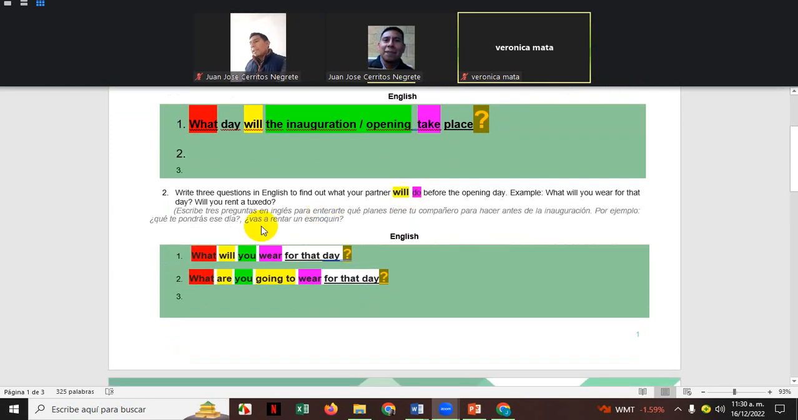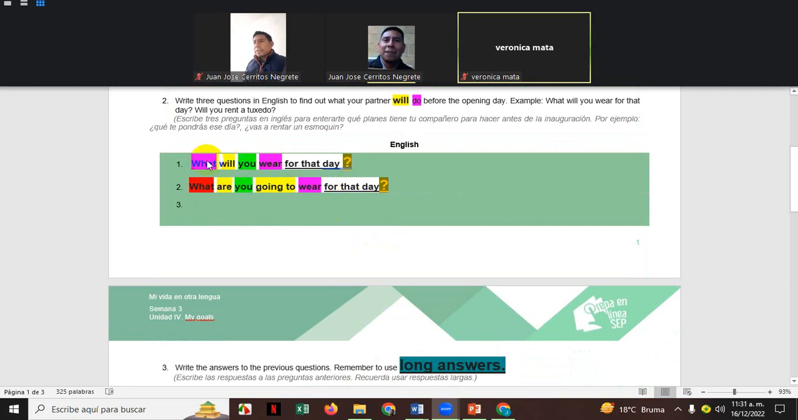En la segunda parte van a hacerle 3 preguntas a su compañero para ver cómo se van a organizar ese día, qué van a vestir, a quiénes van a invitar, etcétera. Y bueno, yo tengo por ejemplo aquí 2 estructuras diferentes. What will you wear for that day? O what are you going to wear for that day? Una intención y es algo que tal vez pueda suceder. Luego, si mi pregunta está con will, mi respuesta va a ir con will. Si mi pregunta está con going to, mi respuesta debe ir con going to. Y se solicita que sean respuestas largas.